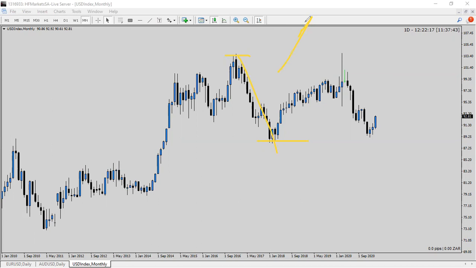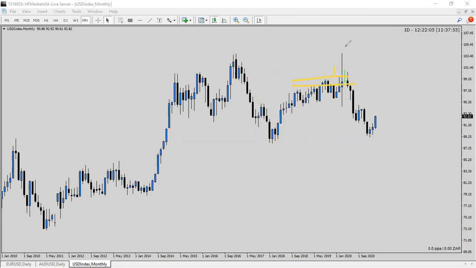If price was to break to the upside, then we would be bullish. If it was to break to the downside, then we would be bearish. However, considering what's happened at this area in here, we are currently bearish. So we would need a sustained break above this level in here for us to change our bias.